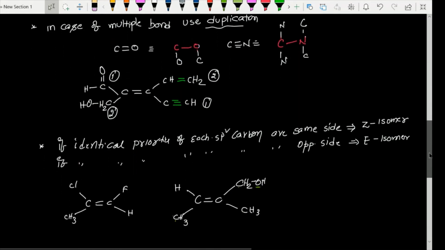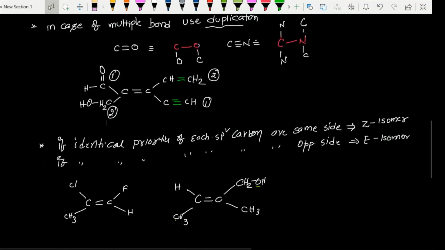If identical priorities of each sp2 carbon are on the same side, then that will be the Z isomer. If identical priorities are on opposite sides, then that is called the E isomer. So we can remember like this: enemies will be on opposite sides. E means enemy. If you are getting confused, you can use this trick. So E isomer, E means enemies, enemies will be on opposite sides. Now we can give the EZ naming by using the above rules.